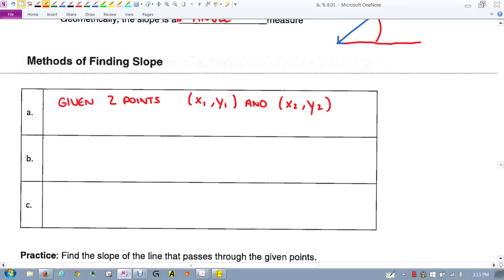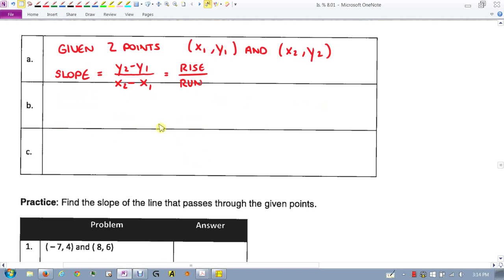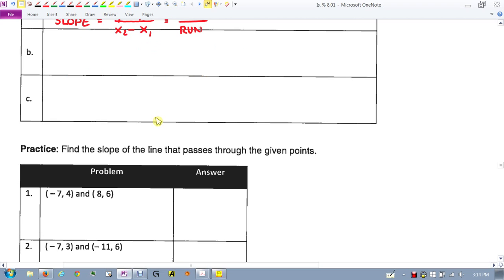So given 2 points, slope is equal to y2 minus y1 divided by x2 minus x1. Can you all see that's a minus there? Which is commonly referred to as rise over run. Rise being up and down, run being left and right. We'll come back to the other methods in a second. Let's just do these.